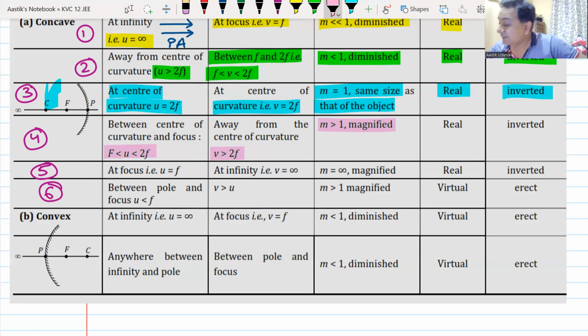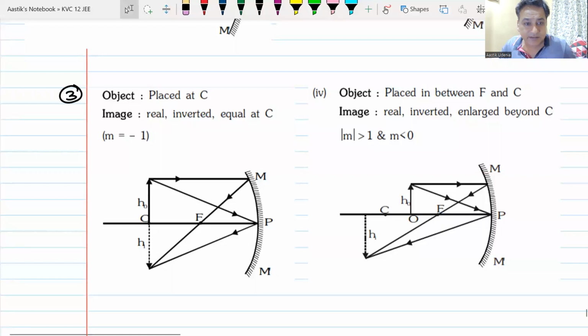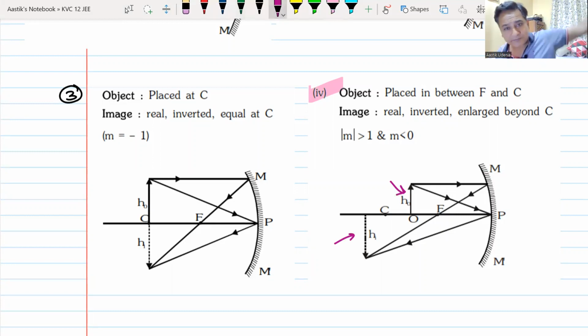It is real, it is inverted. Have you noted it down, my dear friends? Then, sir, this diagram, diagram number 4. Object is here, between C and F. Image is beyond 2F, and the magnification is greater than 1. Basically what it means is, the image has now become bigger or larger than the object.